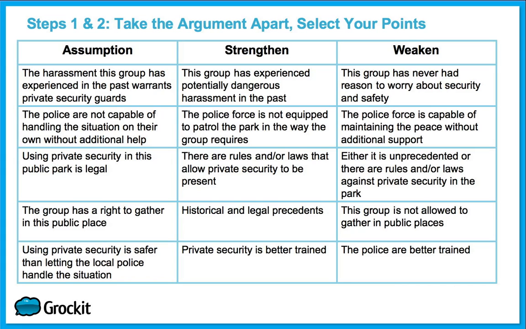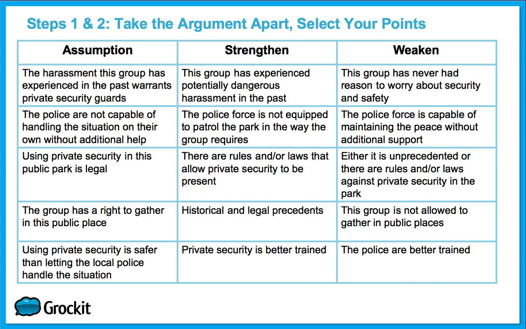So the first assumption is the harassment this group has experienced in the past warrants private security guards. Otherwise, this permit doesn't make any sense. There's no reason they should have security guards if there's no threat. So it would be helpful to know if this group has experienced potentially dangerous harassment in the past. If they haven't, if they've never had a reason to worry about security and safety, then this permit doesn't make a lot of sense, and that would weaken their argument and they could be denied their permit.